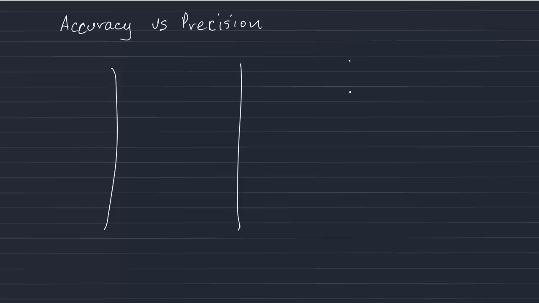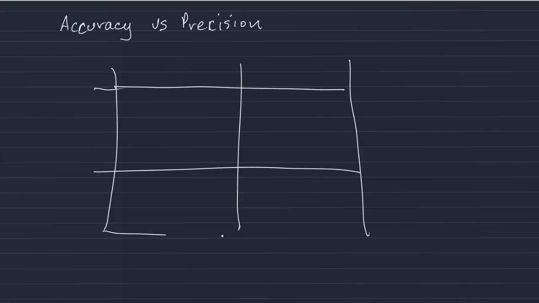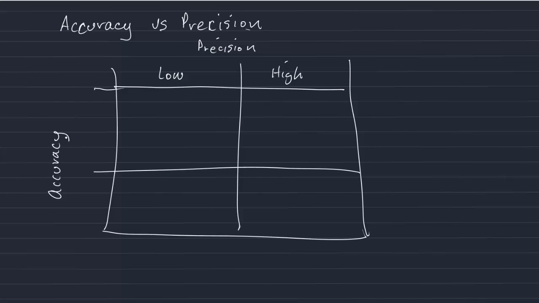Accuracy versus precision. Paul Wessel shows a nice little diagram, but let's expand it just a little bit. So we're going to make a table with 2 rows and 2 columns. And again, I hope you're doing this with your notes. What changes with columns is precision. So we can have low precision and high precision. And what changes with the rows is accuracy. And we can have low accuracy and high accuracy.